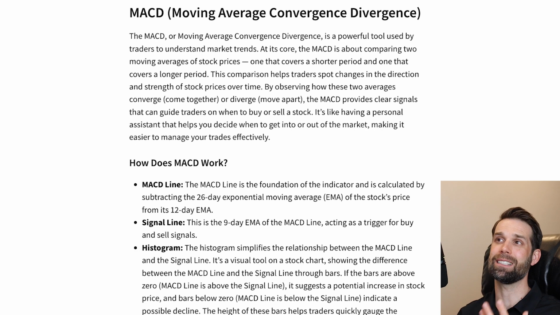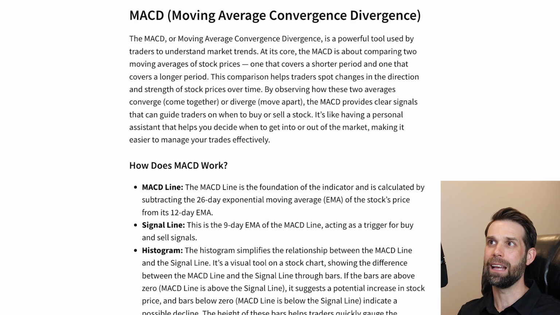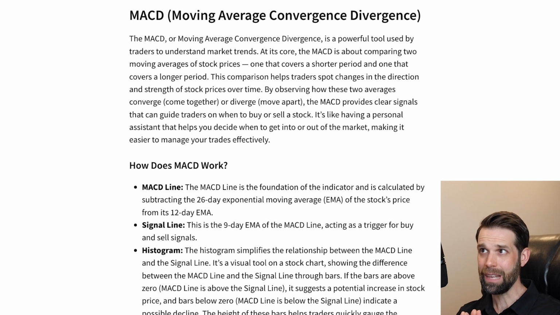So the MACD stands for Moving Average Convergence Divergence. This technical indicator is very popular. It seems like it's one of the more popular ones. It helps traders understand market trends. So at its core, the MACD is about comparing two moving averages of the stock price, one that covers a shorter period and one that covers a longer period.